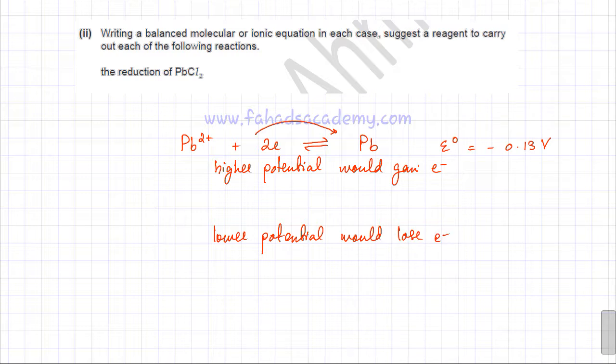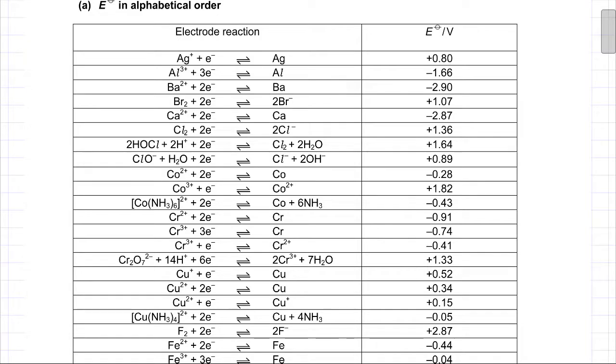So I'm going to go and look in the data booklet and figure out an electrode that has a lower potential compared to this minus 0.13 volts. If you refer to the data booklet, you would see a number of electrode potentials that have a value much lower than minus 0.13 volts. So for example, I have this aluminium ion, aluminium electrode, that would be one. Or it could be the barium ion electrode given over here. So it could be any of the electrodes that has an E0 value of less than minus 0.13 volts.